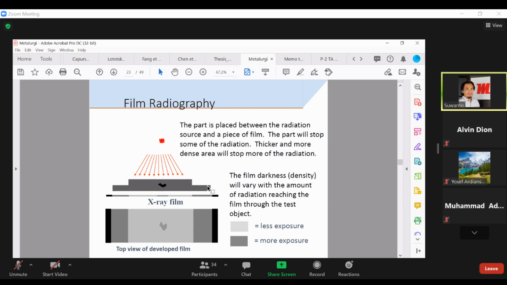So basically, we also have some examples of it. So this is with X-ray. It uses film radiography, and you need to be trained very well to do this. It's kind of an expensive NDT method.